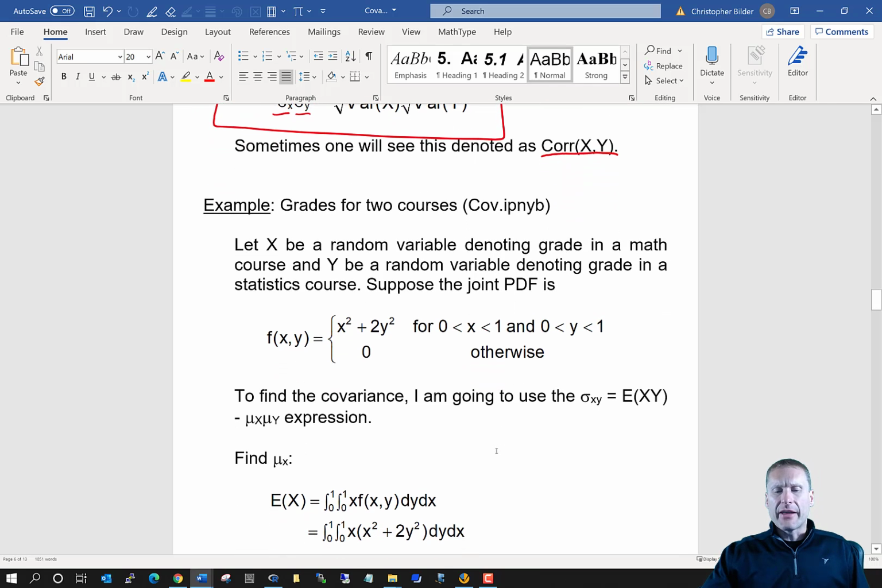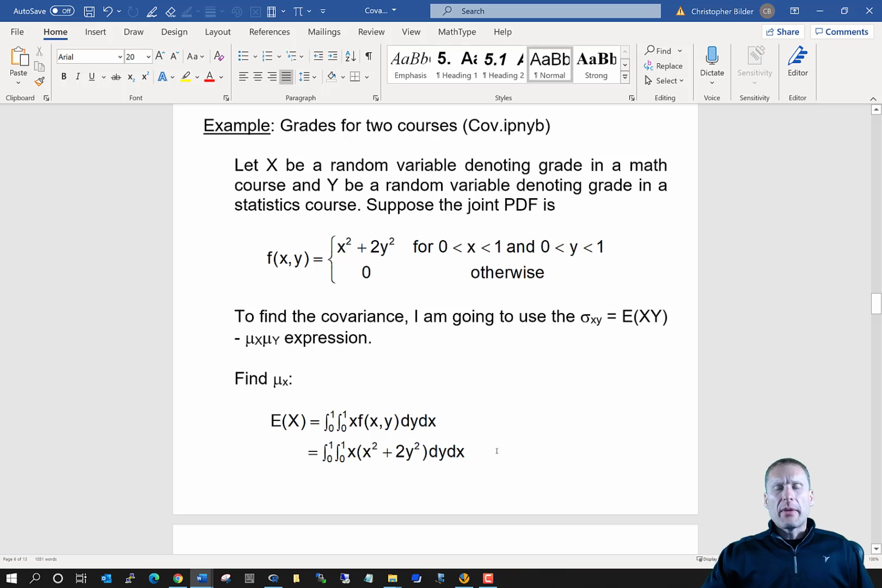So let's take a look at an example. This goes back to our grades for 2 courses example that we've seen previously. Here's our probability distribution function. To find the covariance between x and y, so we can understand the relationship between the math grade x and the stat grade y, I'm going to use this little shortcut expression that we saw before. I need to find the expected value of x times y, the expected value of x, and the expected value of y.